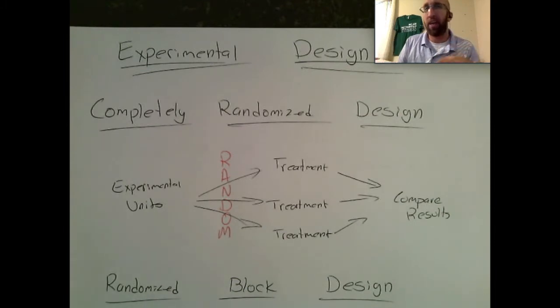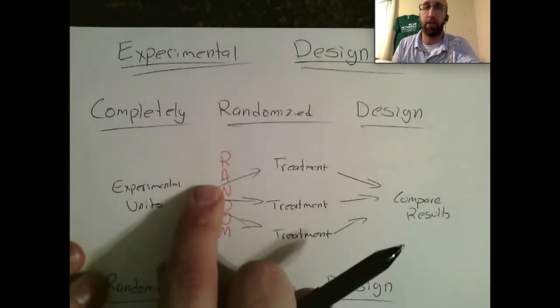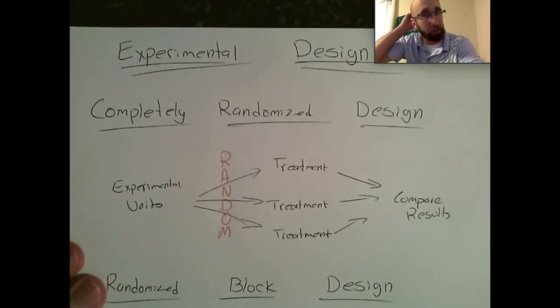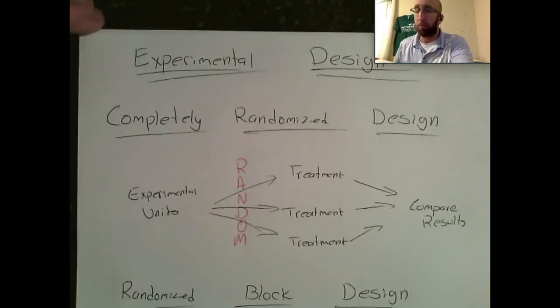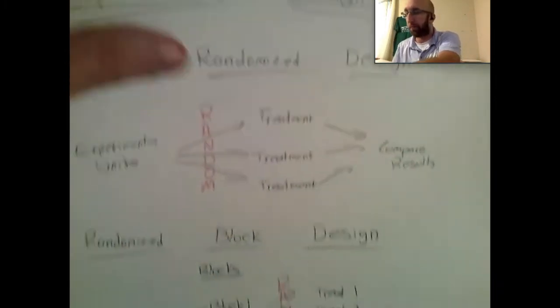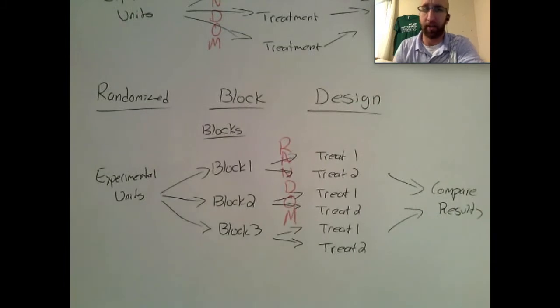So it has a little bit less control than maybe you'd like to see, and it doesn't really let you get very, very deep into your results there and see what's really going on. Which brings us to our next type of design, a randomized block design.